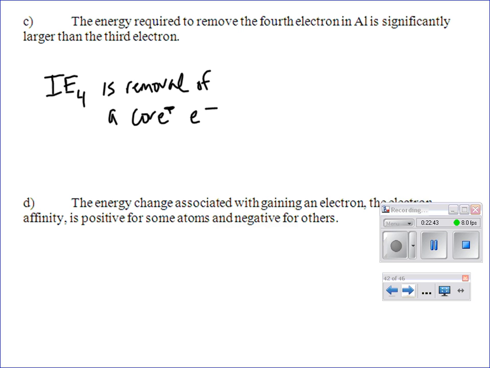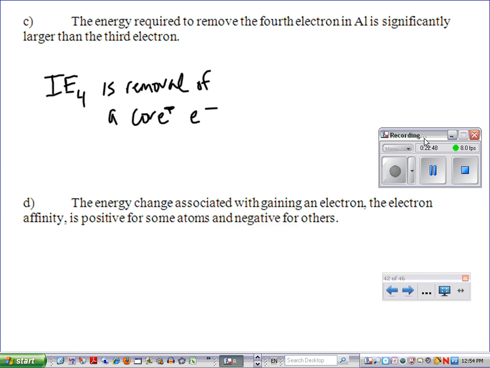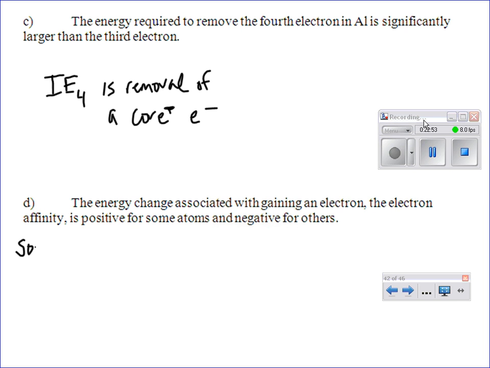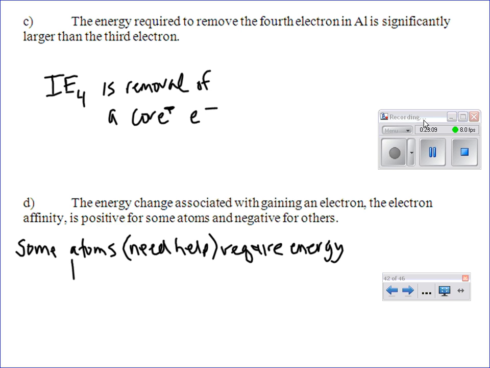And D goes back to electron affinity. It says the energy change associated with gaining an electron is positive for some things and negative for others. This has to do with the fact that some atoms need help. I'll put in parentheses, some atoms require energy to accept an electron, i.e. francium. Therefore, those are going to be positive electron affinity values.